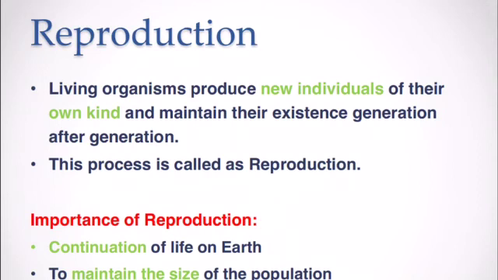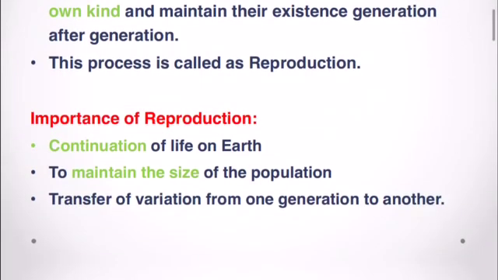Now, what is the need of reproduction? Why do organisms reproduce? Number one, for the continuation of life on the earth, to maintain the size of the population and the transfer of variation from one generation to another. Now, how are variations important? Variations are the changes. See, we are similar to our parents, but we are not the identical copy of our parents. That is due to the variation. How are variations generated? That is with the help of DNA.